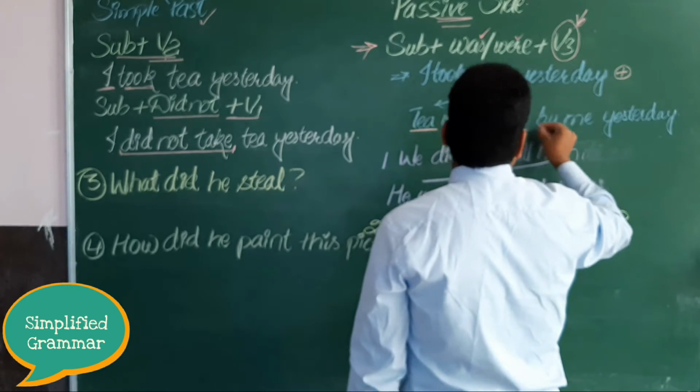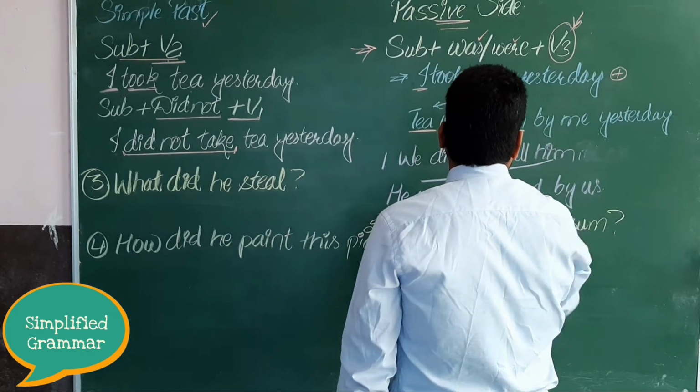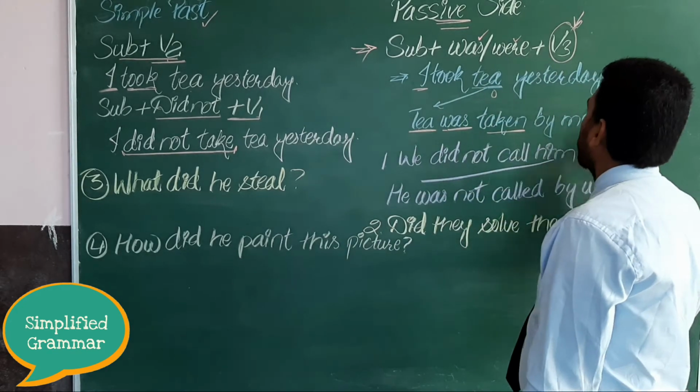Then you will use the preposition by. Then this I will become me. So, tea was taken by me yesterday. This is the passive form of this sentence.